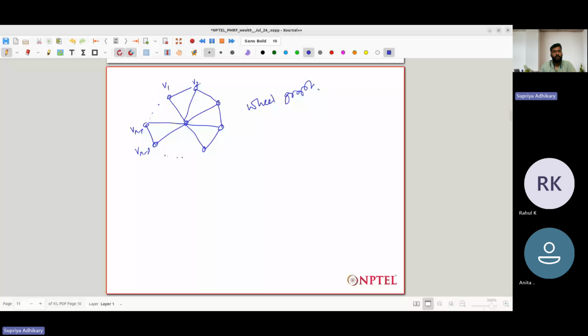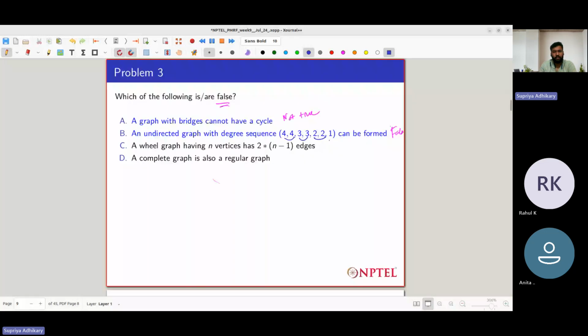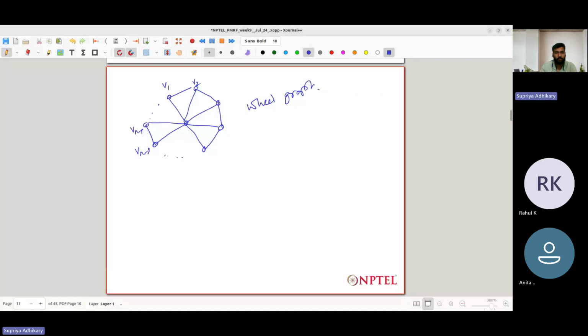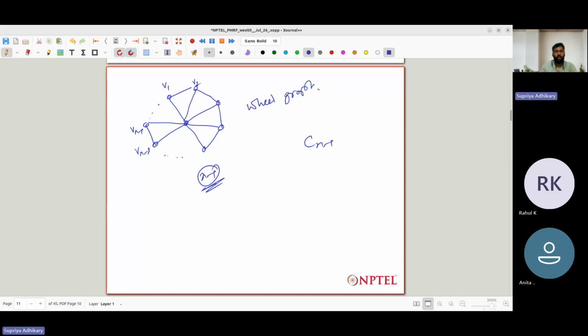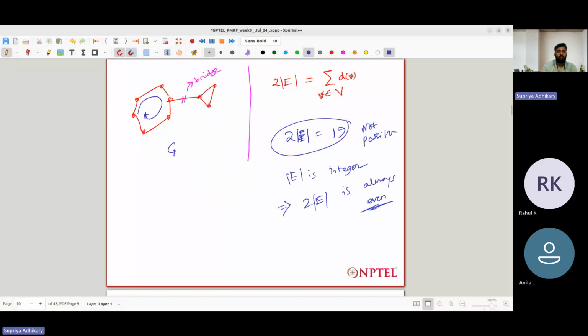Now in a wheel graph, the claim is that the number of edges should be twice of n minus 1, and that is true, because in this cycle over here, the number of edges should be n minus 1, since this is a C n minus 1 cycle. And each of these n minus 1 vertices is connected to the central point, so that is again n minus 1 edges. So the total number of edges should be twice of n minus 1.